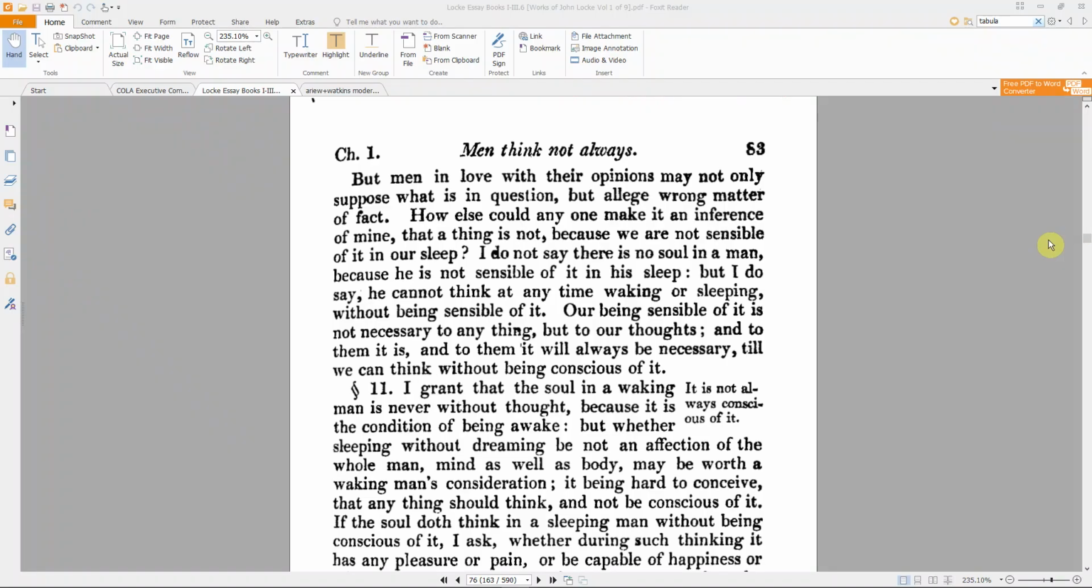So Locke says here in section 11, talking about this possibility, "I grant that the soul in a waking man is never without thought, because it's the condition of being awake. But whether sleeping without dreaming be not an affection of the whole man, mind as well as body, may be worth a waking man's consideration." There's a little joke on Locke's part. "It being hard to conceive that anything should think and not be conscious of it."